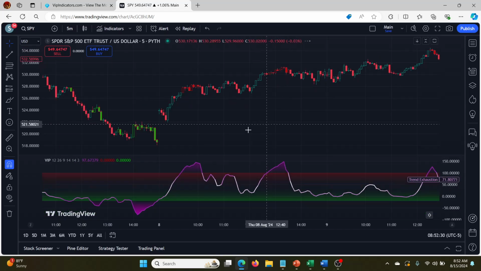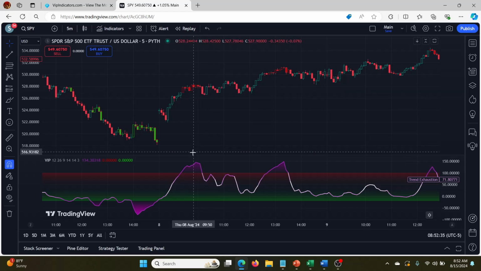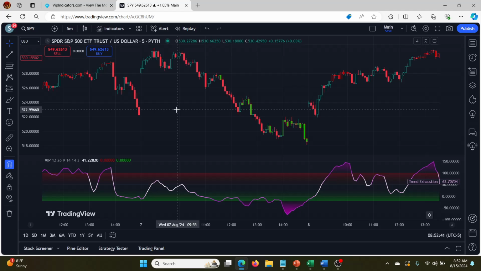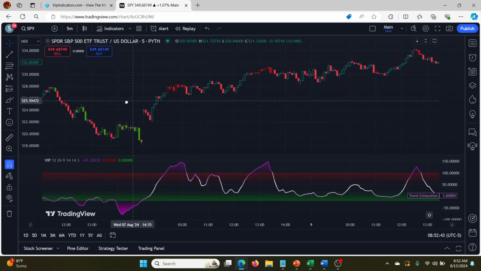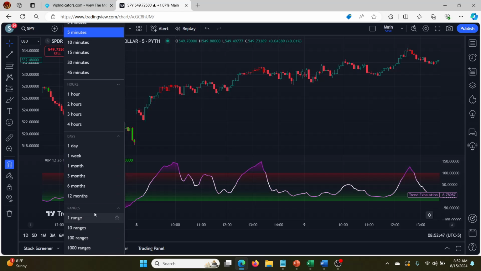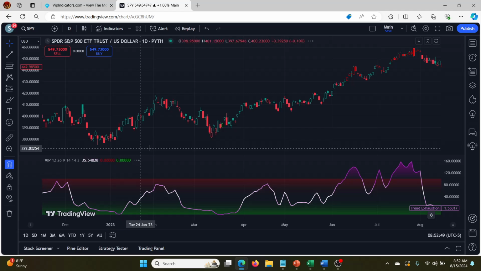So the oscillator itself, and especially this one, actually looks quite good. This didn't work out so well, this sort of region here. But overall, this one worked pretty well. Overall, the oscillator looks pretty solid on this one. So it's pretty nice. That's on the 5 minute. Let's look at the daily really quick here. So we go to 1 day.